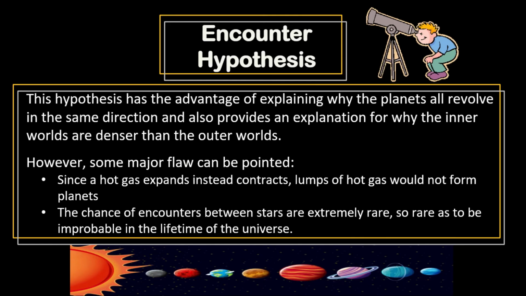Now, encounter hypothesis, or this hypothesis, has the advantage of explaining why the planets all revolve in the same direction, and also provides an explanation for why the inner worlds are denser than the outer worlds. However, some major flaws can be pointed out dun sa encounter hypothesis natin. First is, since it's a hot gas, it expands instead of contracts. So lumps of hot gas would not form into planets.